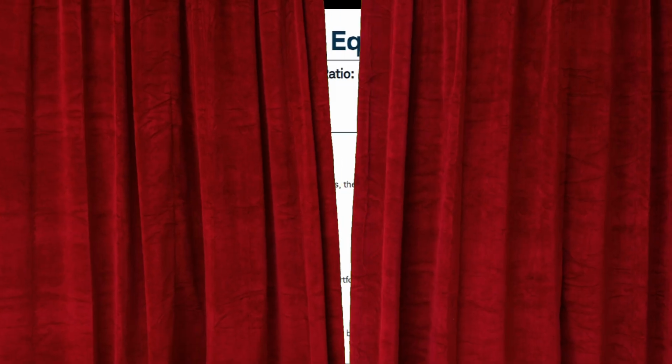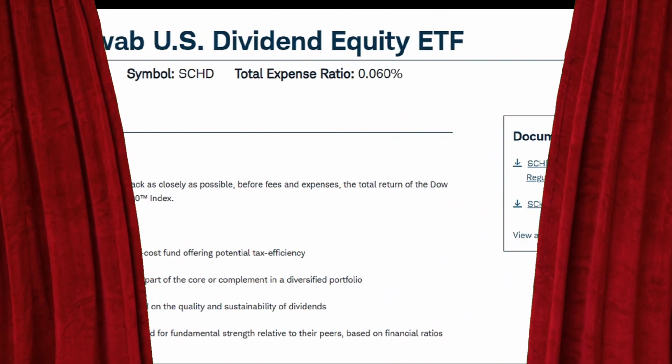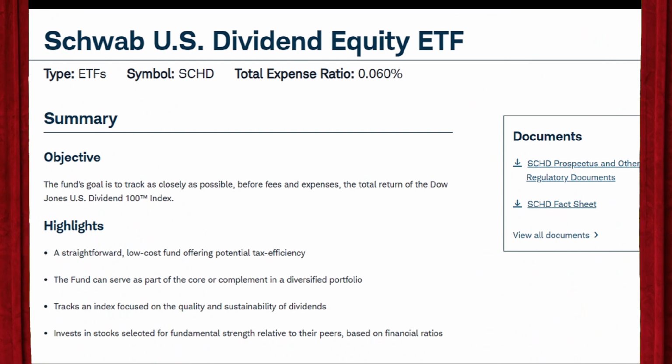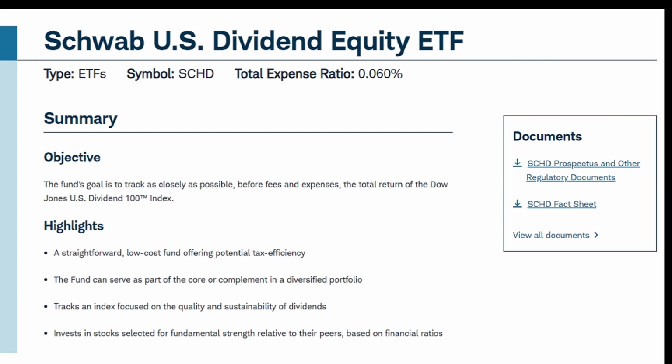Let's start with the dividend growth darling, SCHD. It's a fan favorite among dividend investors, and for good reasons. From SCHD's fund page, it says, the fund's goal is to track as closely as possible, before fees and expenses, the total return of the Dow Jones US Dividend 100 Index.